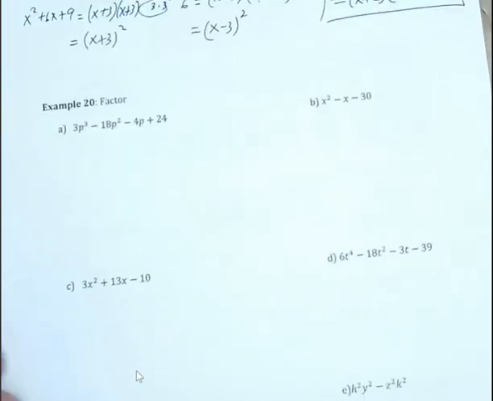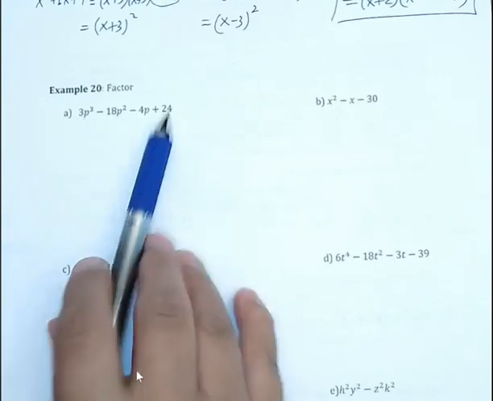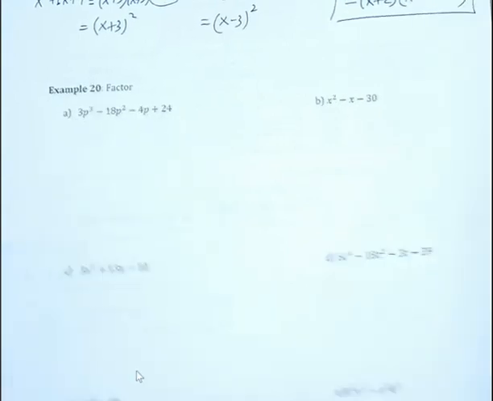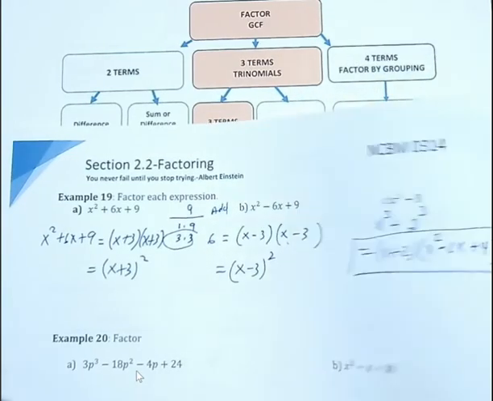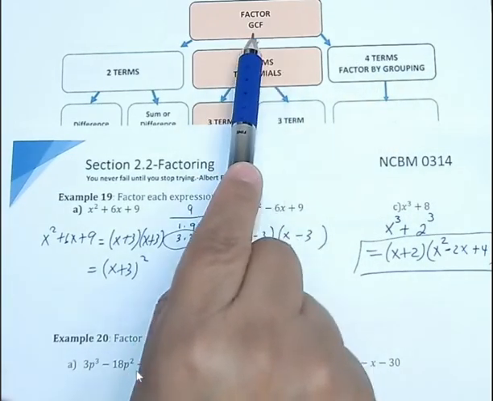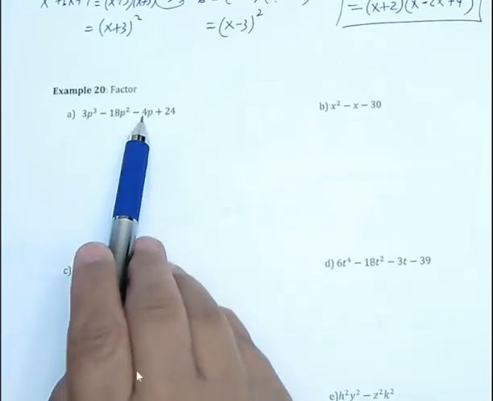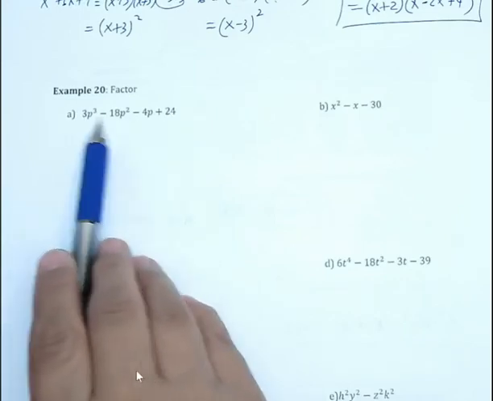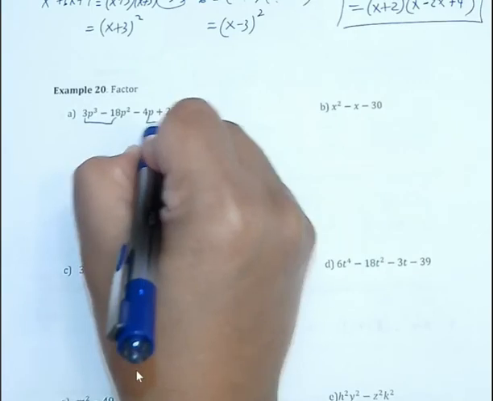Okay, let's try some more examples. So here we have 4 terms. Remember, when you have 4 terms, you want to factor by grouping. But first, we should always check, is there a greatest common factor? The reason for that is it might make it easier once we simplify. Here, if we look at the 3, 18, 4, and 24, the only common factor there is a 1. So we'll go ahead and use grouping.